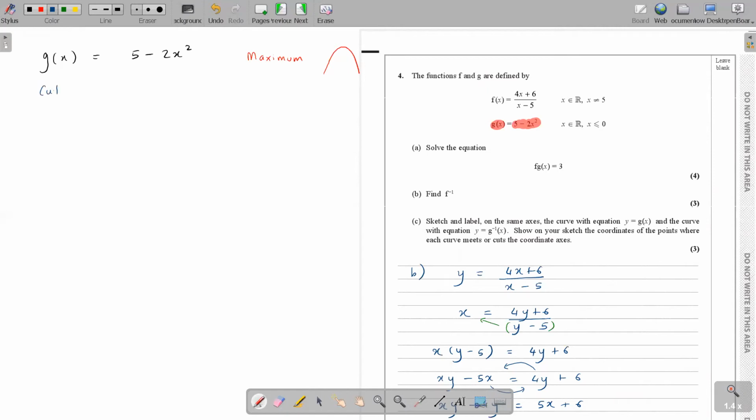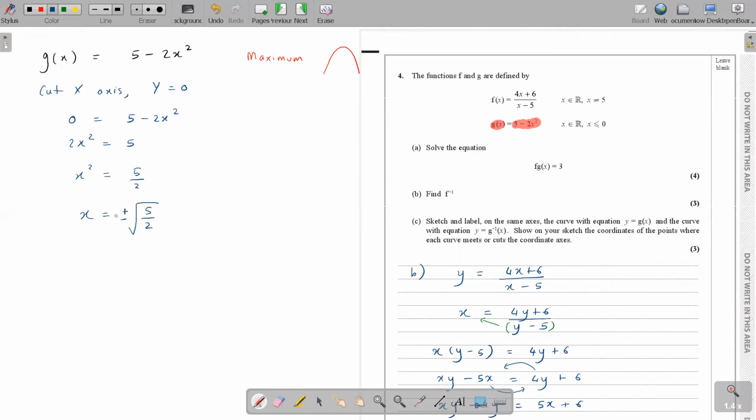So when you cut the x-axis, y equals 0. So 0 equals 5 minus 2x squared. So I end up getting 2x squared equals 5, which means x squared equals 5 over 2. So x equals plus or minus the square root of 5 over 2.